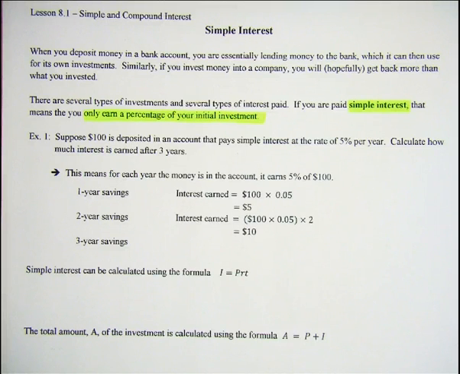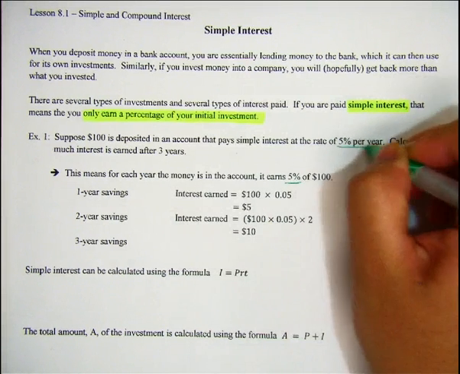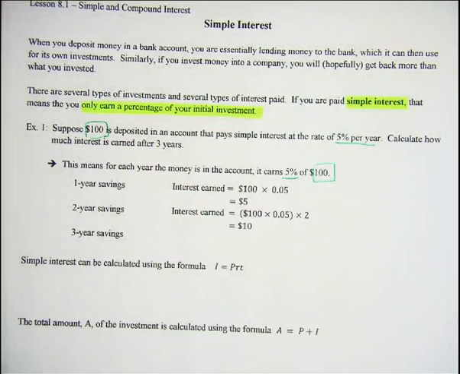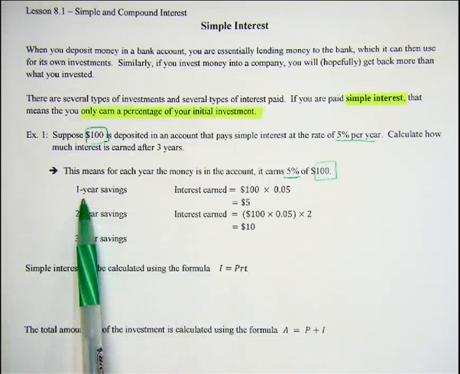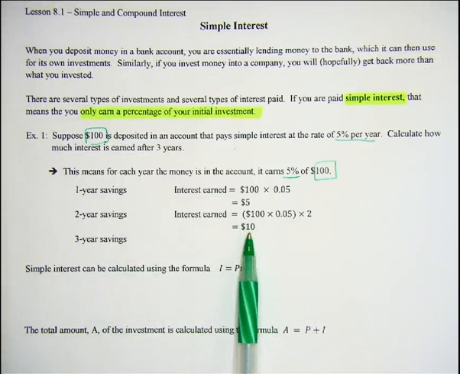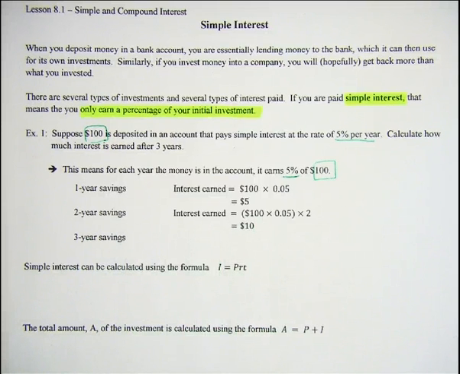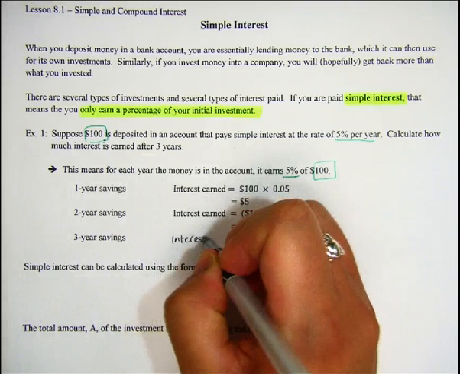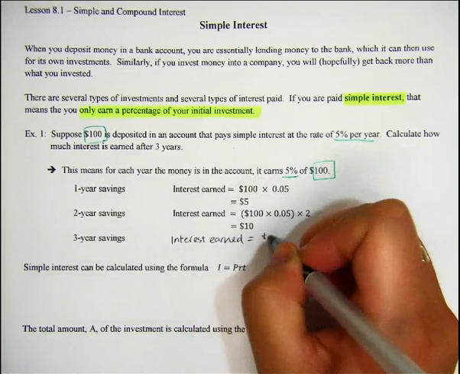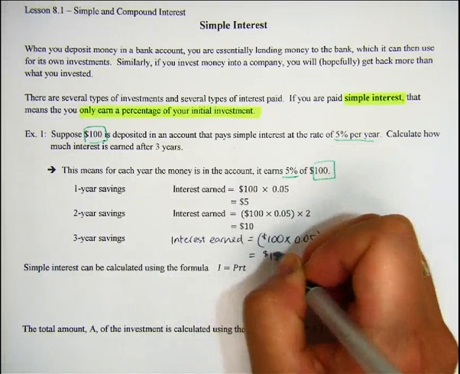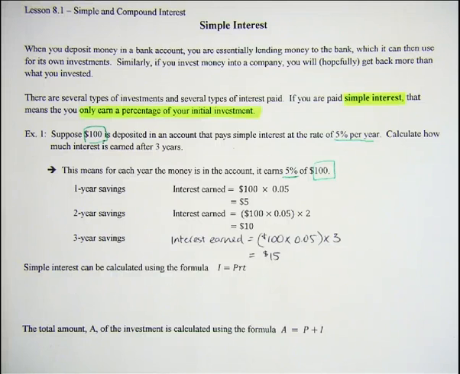This means that for each year the money is in the account, it earns 5% per year of $100, 100 being your initial investment or deposit. Okay, so after 1 year, you've earned $5 in interest. After 2 years, you've earned a total of $10 in interest. And after 3 years, interest earned equals $100 times 5%, multiplied by 3 years, so you would have earned $15 worth of interest.